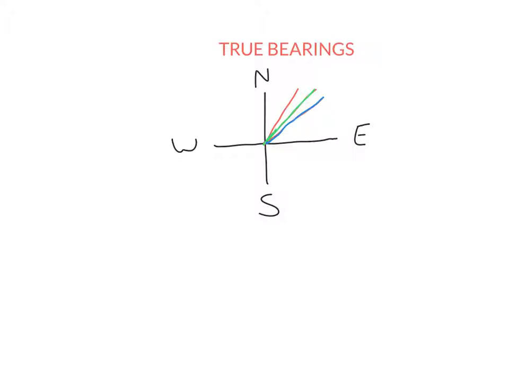So what we want in mathematics is a very definitive way to tell whether I have gone in this direction or this direction or this direction. And that's where bearings come in. We assign each of those different directions a different number, and that allows us to solve problems using trigonometry. So how do we assign that number?